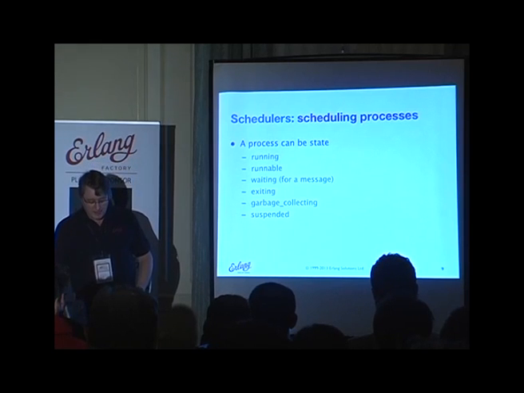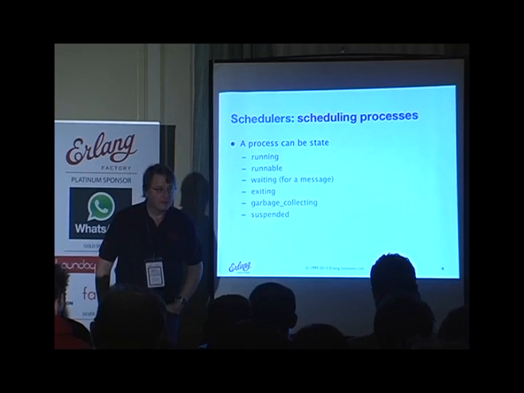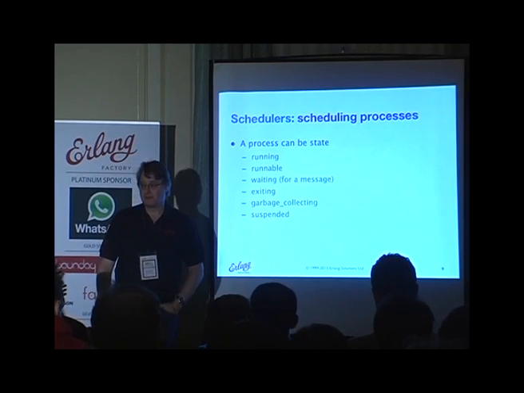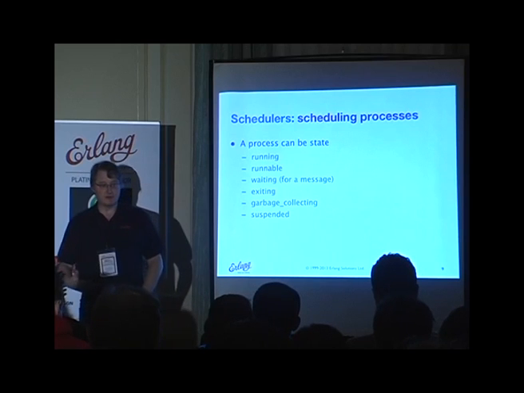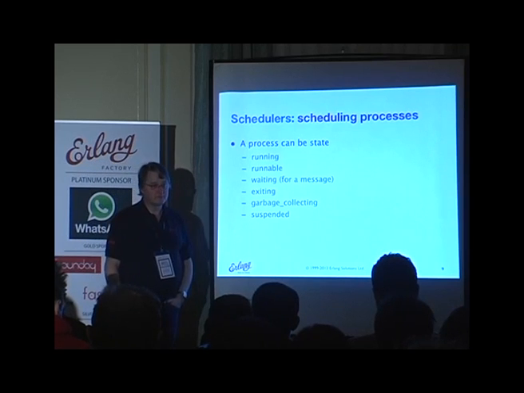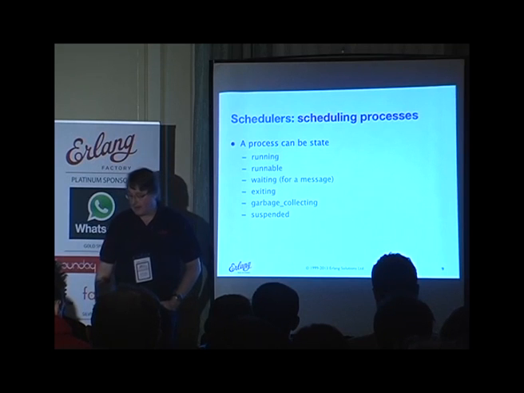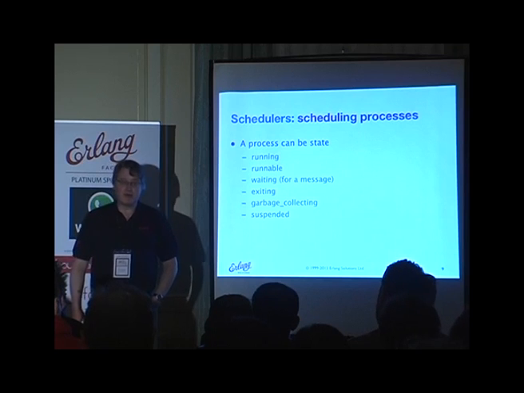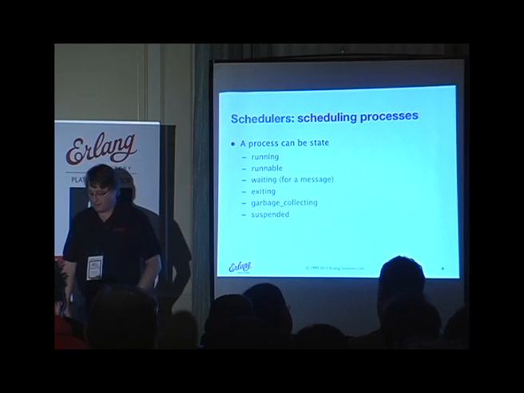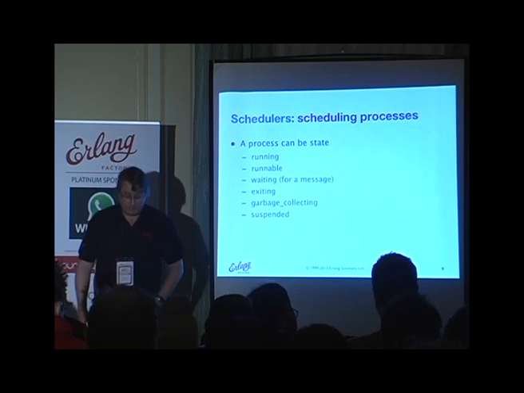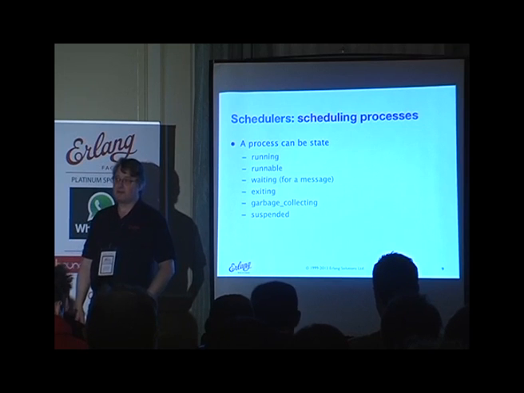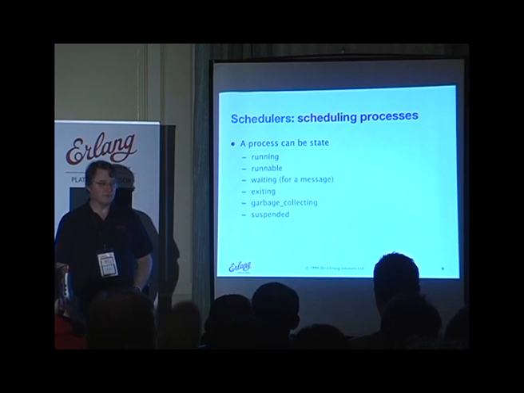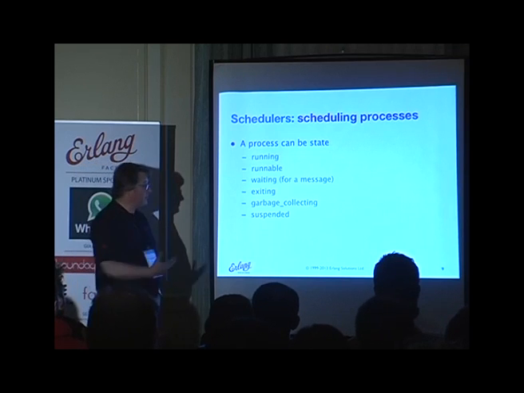In the same way, when a process is killed, it's put on the run queue with information that the system is now to kill this process. And then when the scheduler gets to its turn in the run queue, it will then kill the process. It can be garbage collecting. In the same way, while it's garbage collecting, it's in a garbage collecting state. Or it can be suspended. You can actually explicitly suspend a process to stop it from running and then resume it afterwards. There are calls in the system to do that. So the process can be in these states.